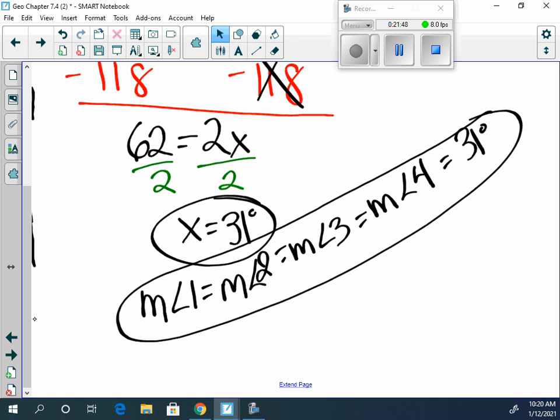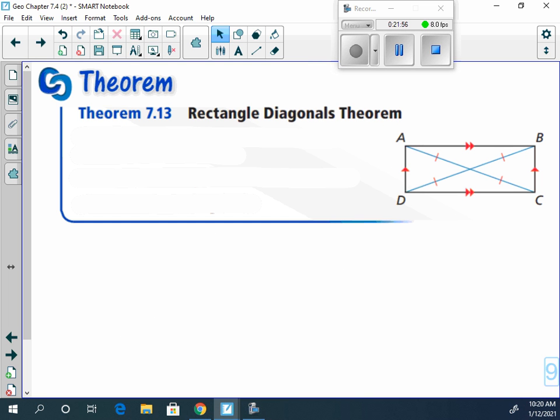Questions on this here? You ready for what's next? The rectangle diagonal theorem. And actually, y'all already know what's in the space.